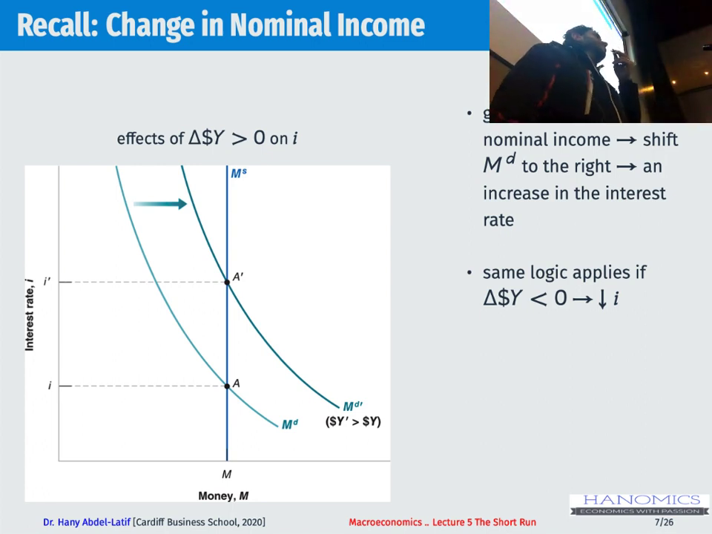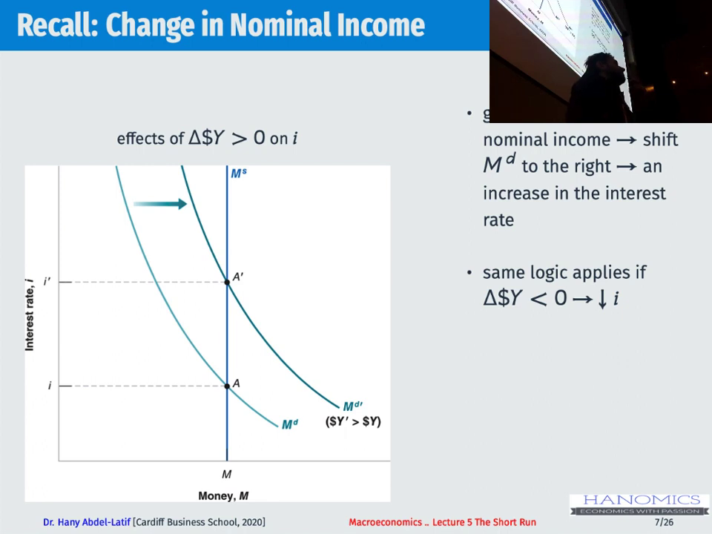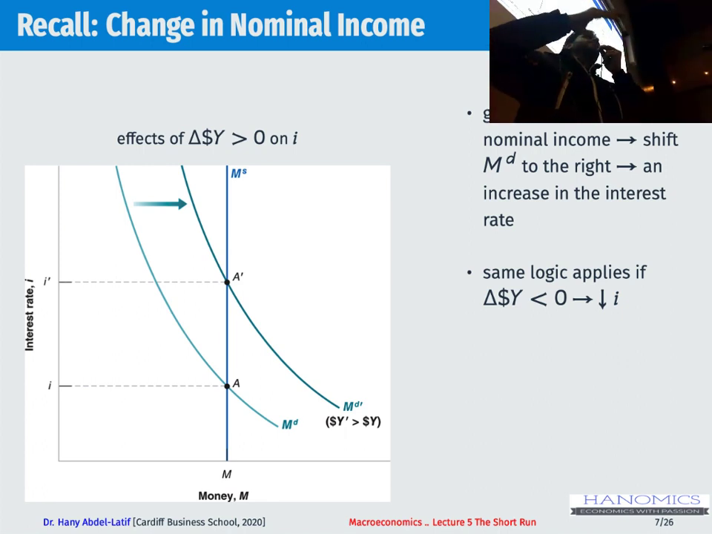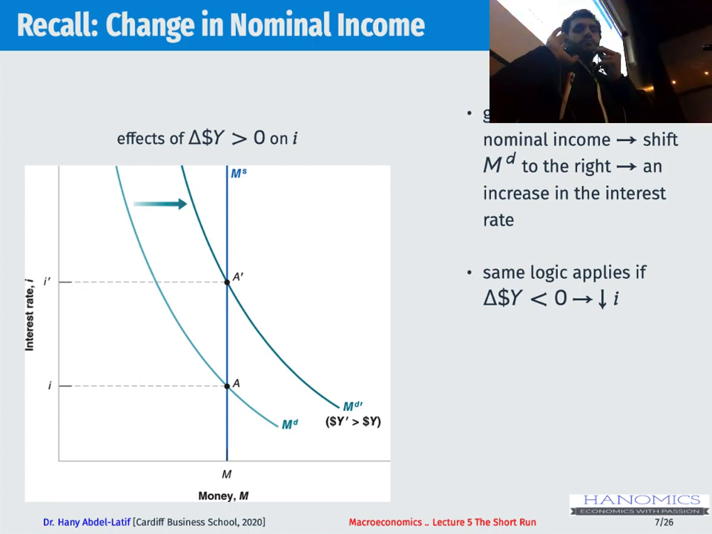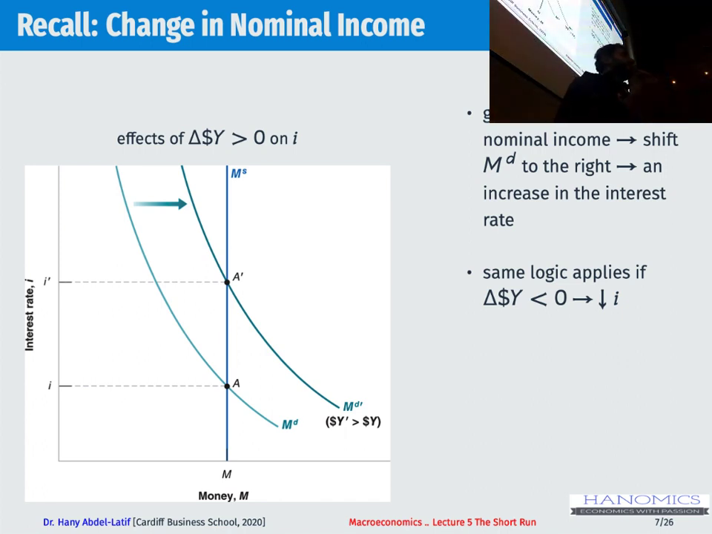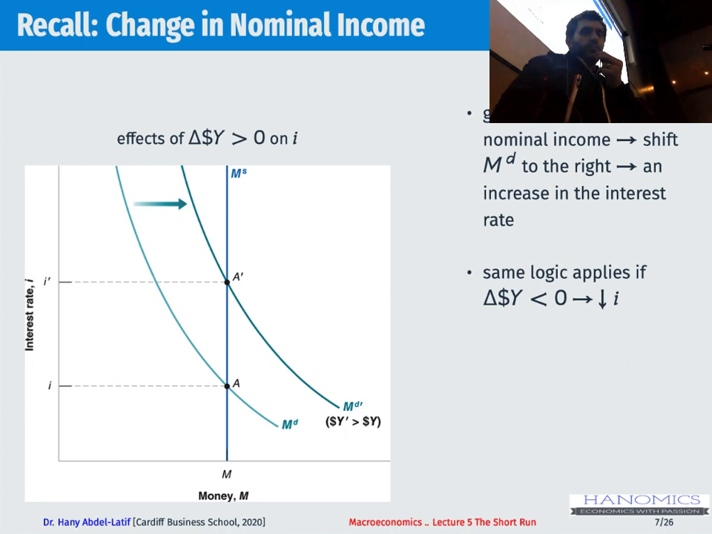So, for example, if the nominal income has increased, that means the demand for money curve will shift to the right. That's what you see here. And again, this is from last lecture. Okay? So I haven't said anything new in the last two slides. These are just recalling what we said already in lecture 4.